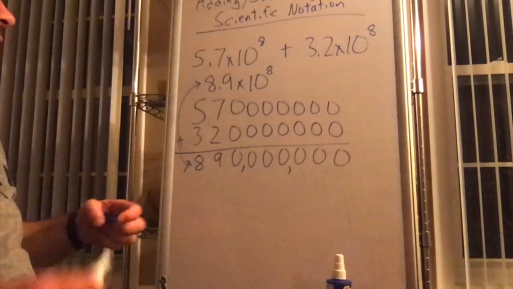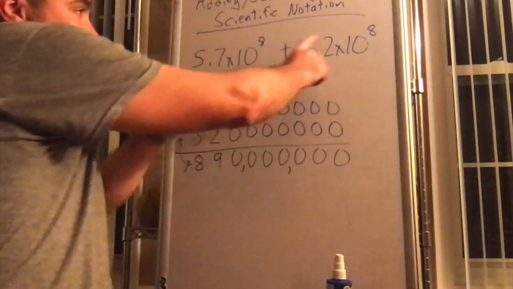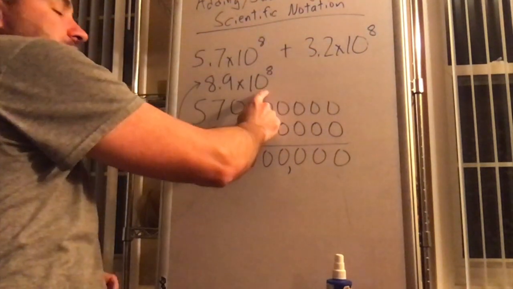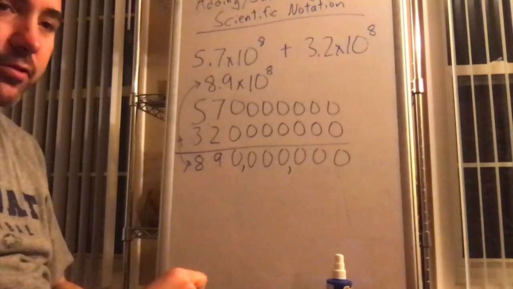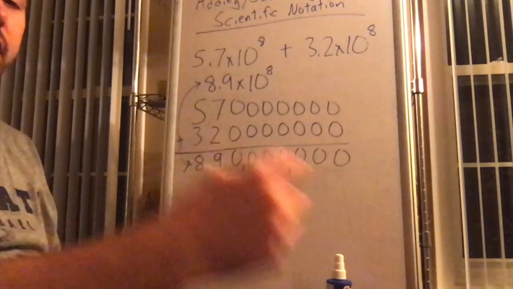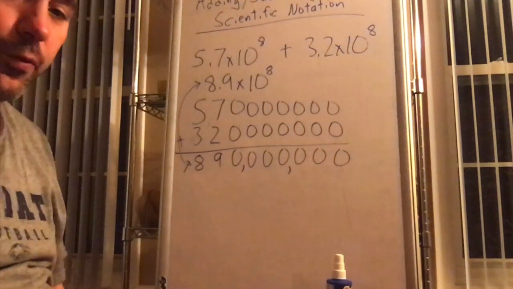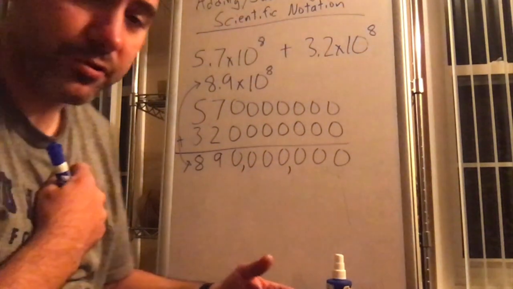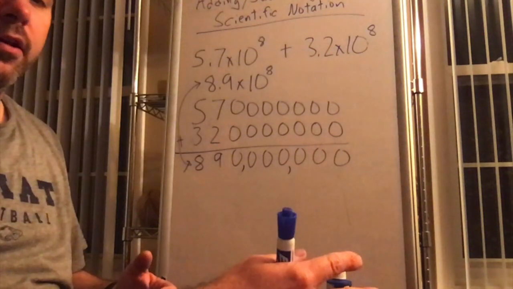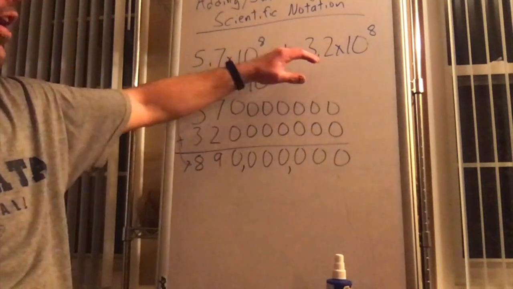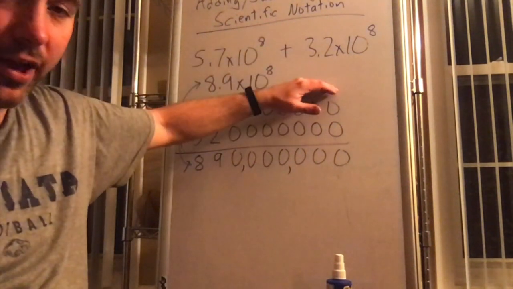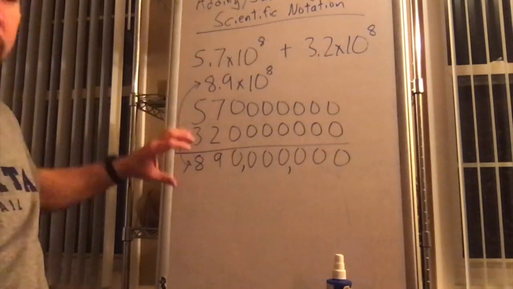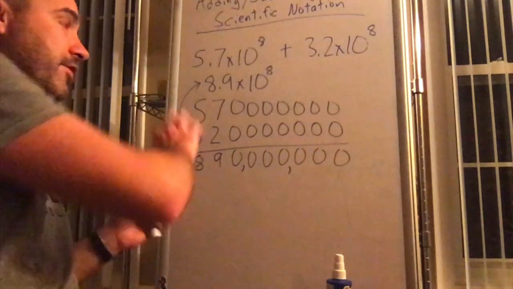So as long as the exponents are the same, you can just add the coefficients and keep the exponent the same, because if we take thousands plus thousands, we get thousands. Hundreds plus hundreds, we get hundreds. Millions plus millions, we get millions. I think I said times for all those. It's adding, sorry. So that's what we're doing here.